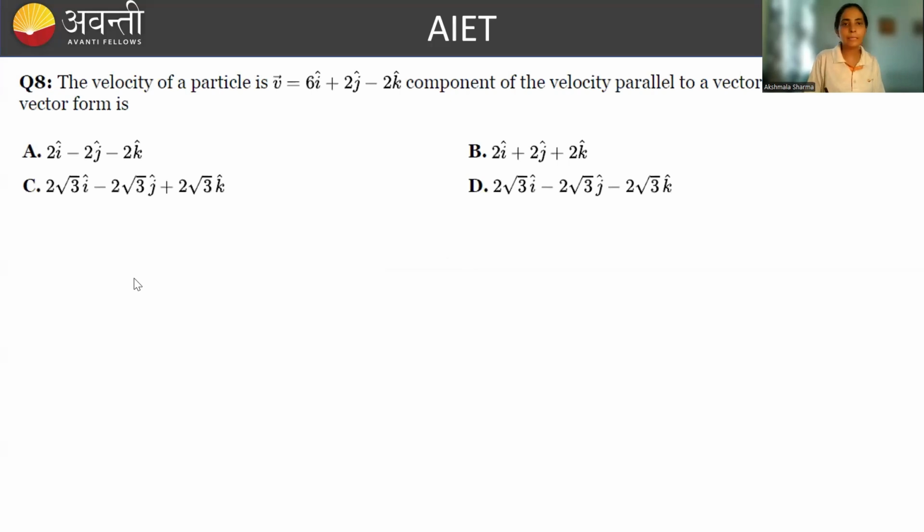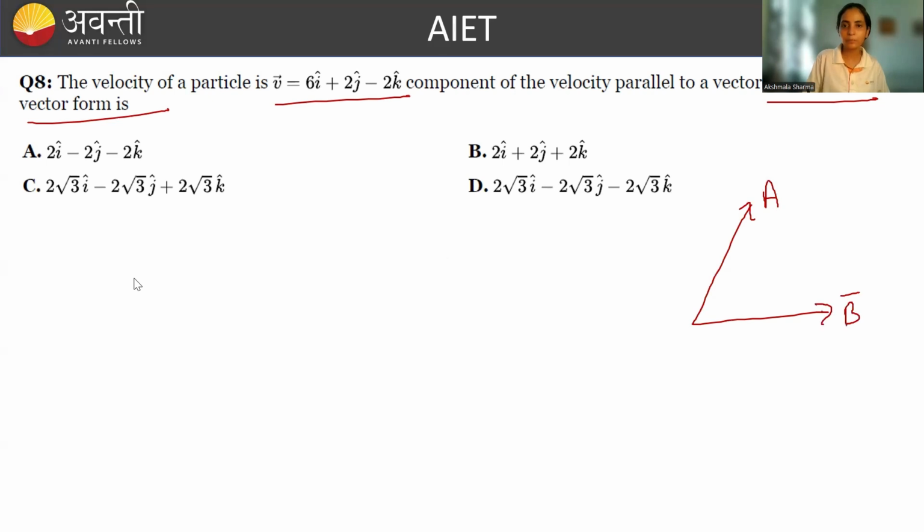Now the velocity of the particle is V. This component of velocity parallel to this vector, in vector form, is what? You already know how to calculate the component of one vector along another. Suppose it is like this: this is vector A and this is vector B. To calculate the component of vector A towards vector B, you need to know this angle theta. And here the component of A towards B will be mod A cos theta.